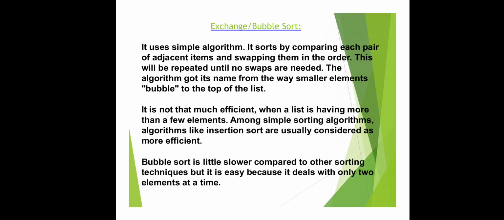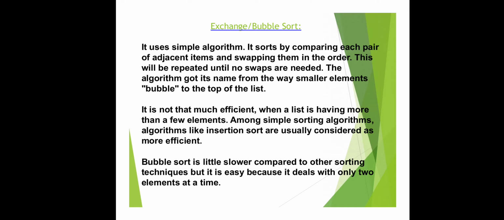Bubble sort is also called exchange sort. It is a simple algorithm that sorts by comparing each pair of adjacent elements and swapping them in order. This is repeated until no swaps are required for the list. The algorithm got its name from the way smaller elements bubble to the top of the list. Bubble sort is not that efficient when a list has more than a few elements.